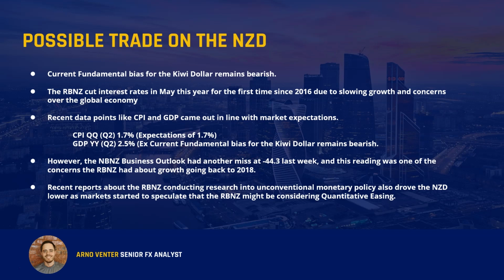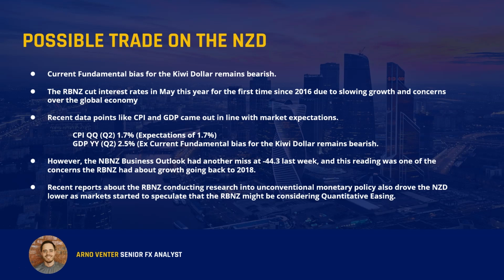Now we've also had recent data points like CPI and GDP that came in on par with market expectations. We had CPI for quarter 2 coming in at 1.7% for the year-over-year number as expected, and we had GDP for quarter 2 coming in slightly better than expected at 2.5% versus expectations of 2.4%. Currently, we have the unemployment rate sitting at 4.2%, but the recent quarterly metric for job growth actually showed a contraction of negative 0.2% versus an expectation of 0.5%, so that'll be a negative point for the RBNZ.